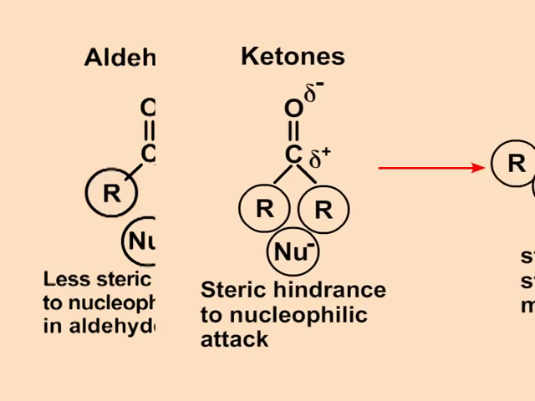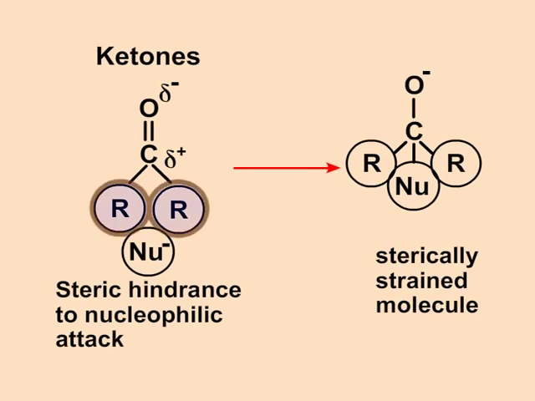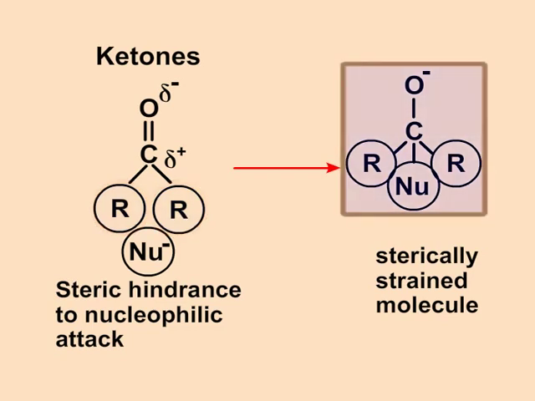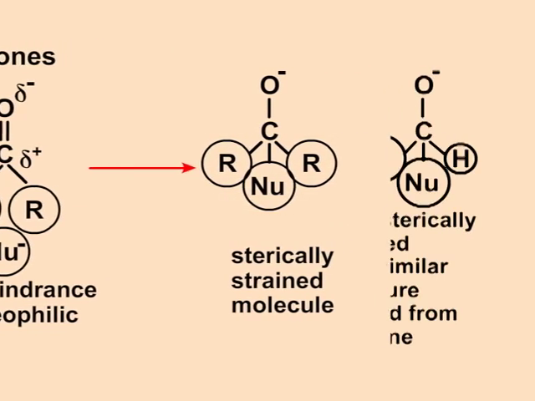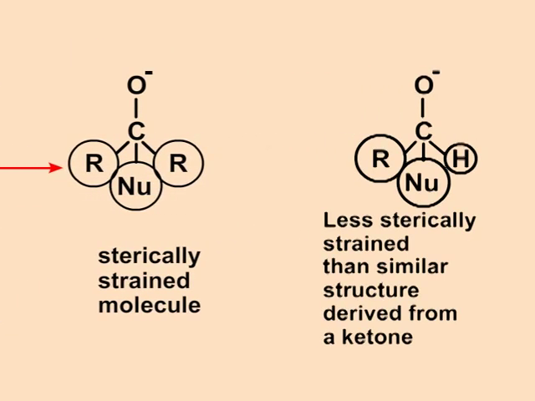Circles represent the van der Waals radii and electron clouds. The tetrahedral intermediate resulting from the addition of the nucleophile is more sterically strained, with higher potential energy, for a ketone, as shown in structure 2, than for an aldehyde, as shown in structure 4.